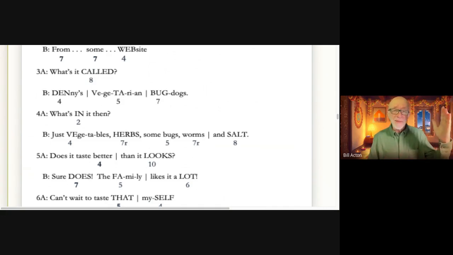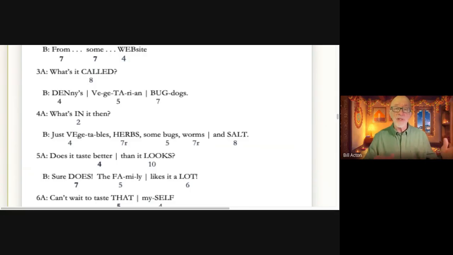Okay. Next, 4A. What's in it? What's in it then? What's in it then? Notice too, the first time I said it, I don't know what I said at the end. Doesn't make any difference. Most important thing is in that sentence. Then 4B, you got 4, 7R, 5, 7R, 8. Okay.